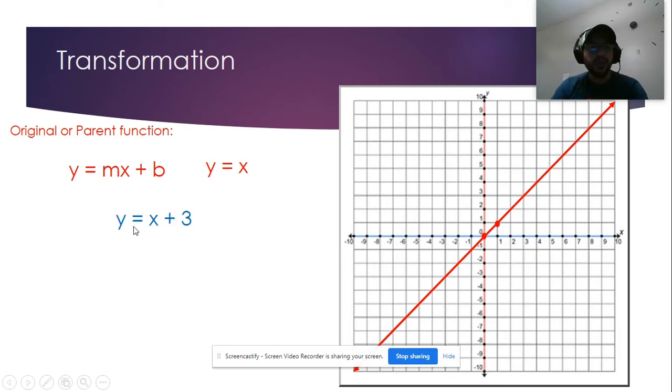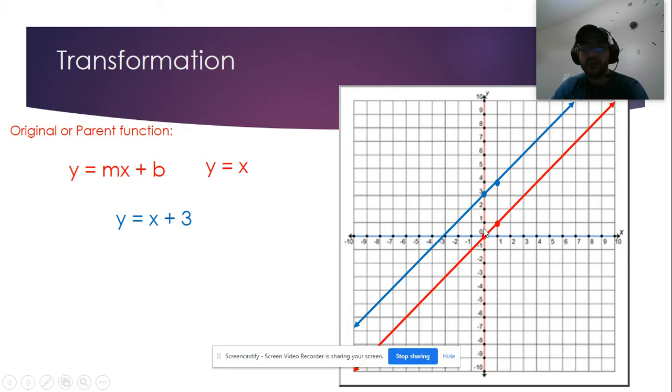Like for example, y equals x plus 3. So the only thing that I'm changing is the y-intercept. I'm changing from 0 to 3. Let's graph this one and see what will happen. So the y-intercept is 3 and the slope is 1. So I get another point, and when I graph it, I can see the graph.